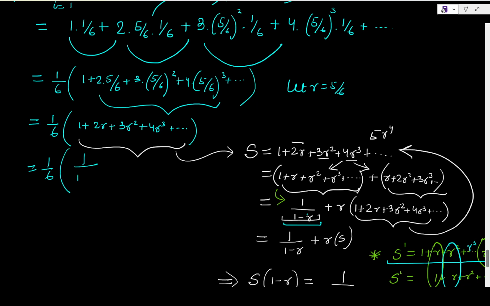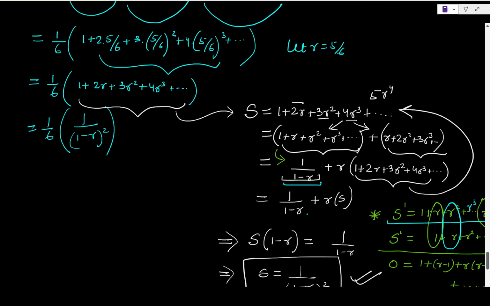This is 1 by (1 minus r) whole square. What is r? r is 5 by 6. Just plug that back in. So it is 1 by 6. Here, 1 minus r, 1 minus 5 by 6, would be 1 by 6. 1 by 6 whole square is 1 by 36. 1 divided by 1 by 36. This is what we are getting, right? Because 1 minus r is 1 by 6. 1 minus 5 by 6 is 1 by 6.